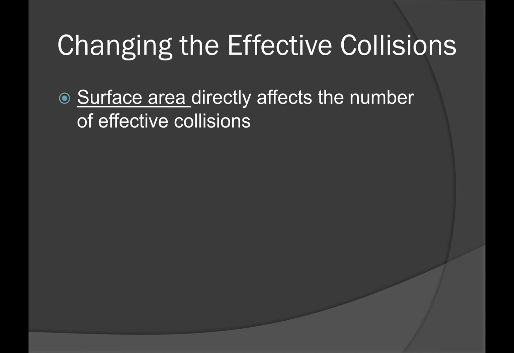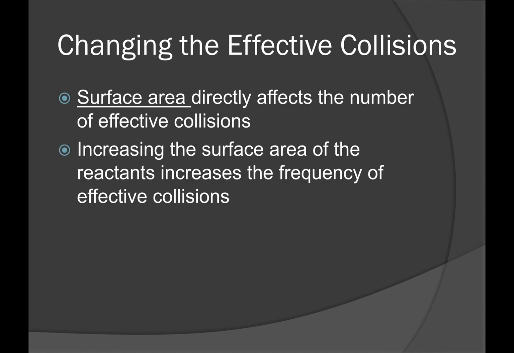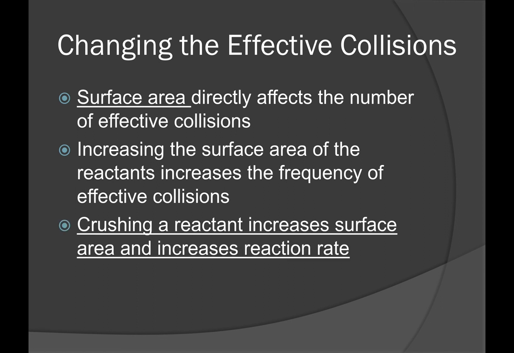Surface area directly affects the number of effective collisions. If we increase the surface area of reactants, it's going to increase the frequency of effective collisions. That's why we crush our reactants when we use them in an experiment. We create more surface area by crushing and grinding using a mortar and pestle, and therefore we can have more effective collisions and allow our reaction to occur faster.